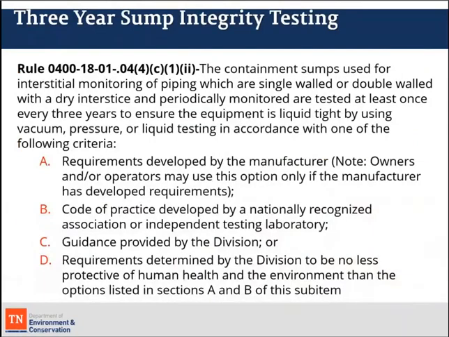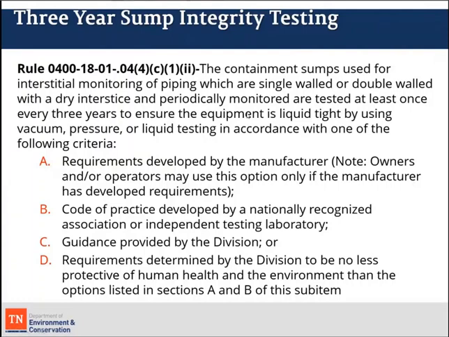So containment sumps, again, are used for interstitial monitoring of piping. They can either be single-walled or double-walled with a dry interstice, and periodically monitored at least once every 3 years, or tested once every 3 years to ensure that the equipment is liquid tight. Here in Tennessee, we see most of our sumps are single-walled. Most of them are polyethylene. We do see some fiberglass sumps. Rarely do we see a double-walled sump that's being interstitially monitored, but they do exist. But primarily, most of our sumps are single-walled.